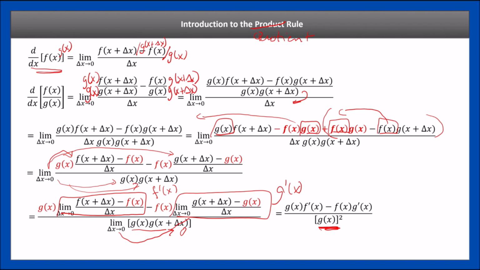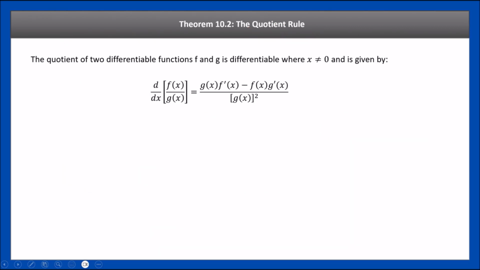All right, so that is the quotient rule. The derivative of a quotient of two functions is as follows. You take the derivative of the numerator function and multiply by the denominator function, minus the derivative of the denominator function multiplied by the numerator function, all divided by the denominator function squared.